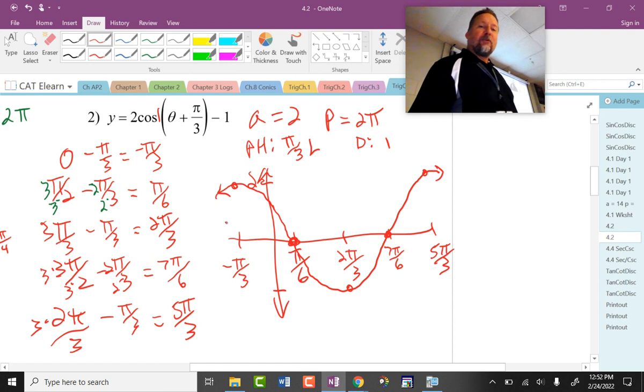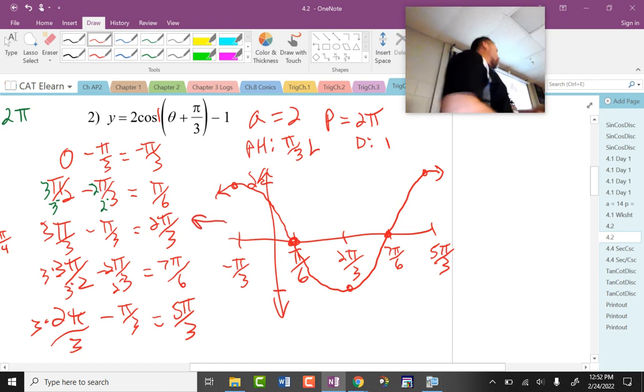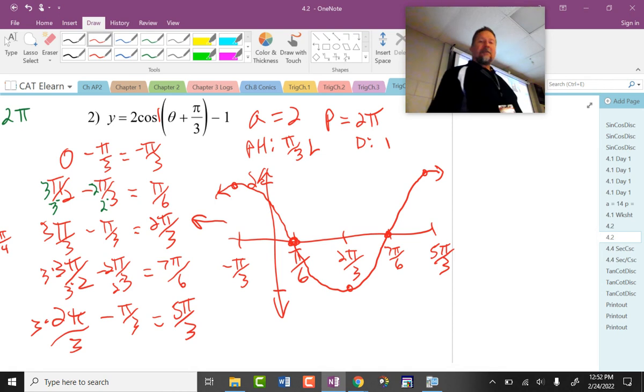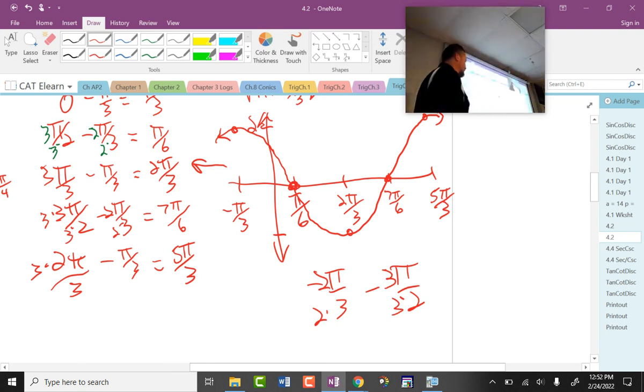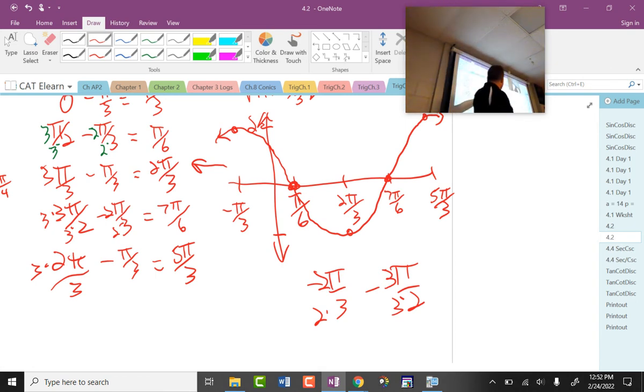All right. If I were going to do another period, I would just have to go pi over 2 that way, because everything's pi over 2 away from each other, right? So all I would have to do is take negative pi over 3 and subtract another pi over 2. This one's a little tougher. Isn't that negative 5 pi over 6? So the next critical value would be negative 5 pi over 6, and then that would hit 0 again, and so on and so on and so forth.